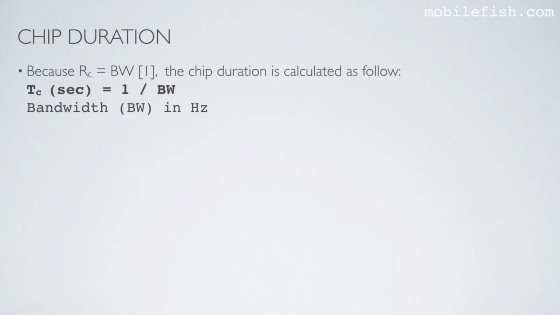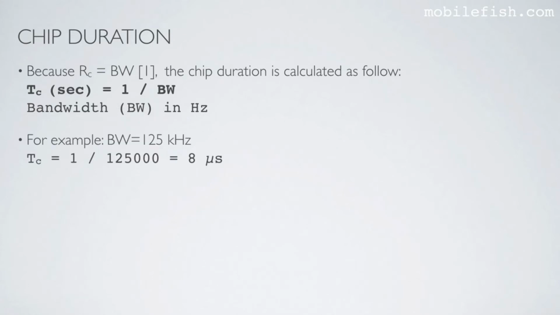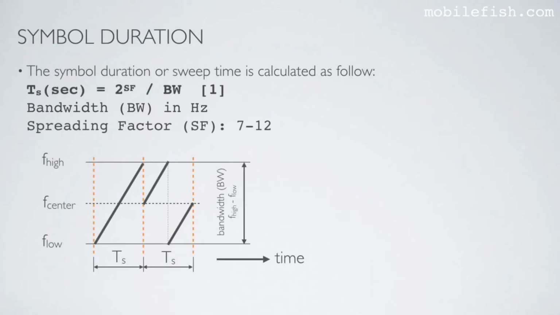Because the chip rate is the same as the bandwidth, the chip duration is calculated using this equation. For example, if the bandwidth is 125 kHz, the chip duration is 8 microseconds. The symbol duration or sweep time is calculated using this equation. So this is a symbol, and this is its symbol duration. Here is another symbol, and this is its symbol duration.